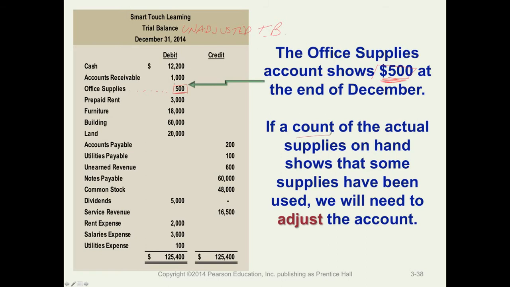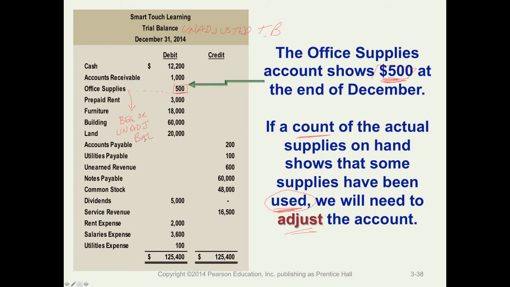So we go in the stock room, we count the supplies on hand, and we'll find out that some of them have been used. Supplies used are going to be an expense, and we have to adjust that account. Now, you have to remember that in many cases, just as we saw with the retained earnings, in many cases, the accounts will reflect the beginning balances or unadjusted balances.